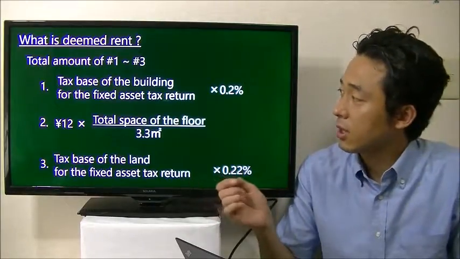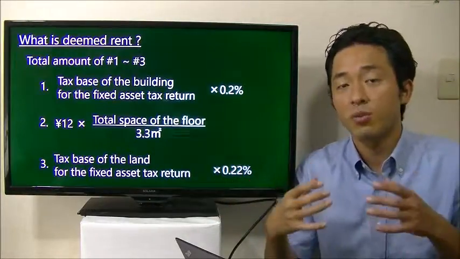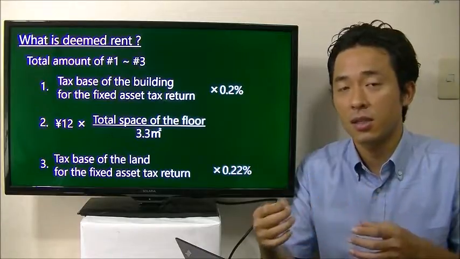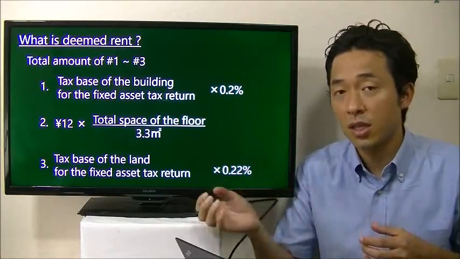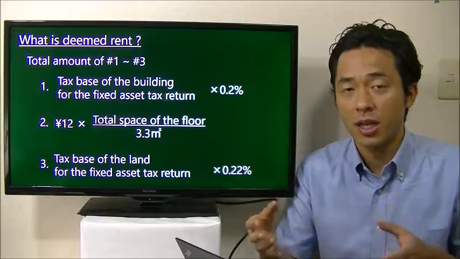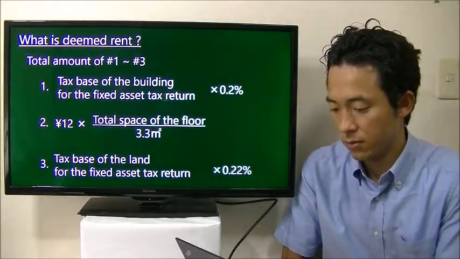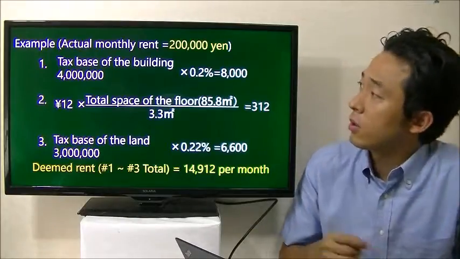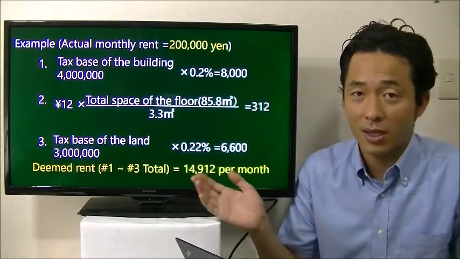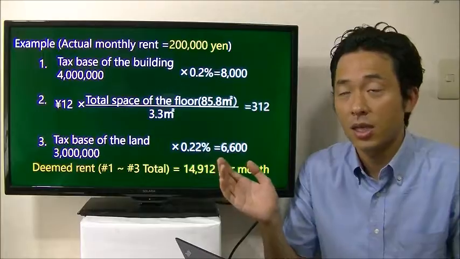The fixed asset tax return is, if you own the property or real estate, the city will levy you the tax for the fixed asset. So I want to show you an example of how the calculation is made.